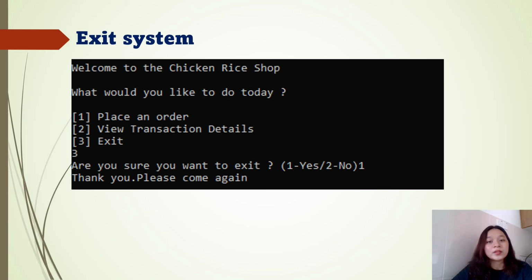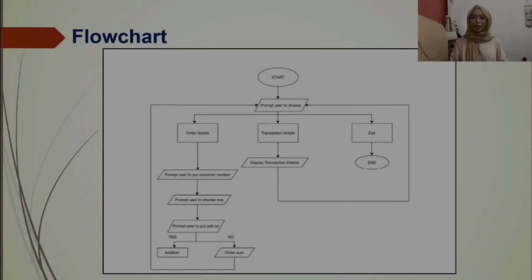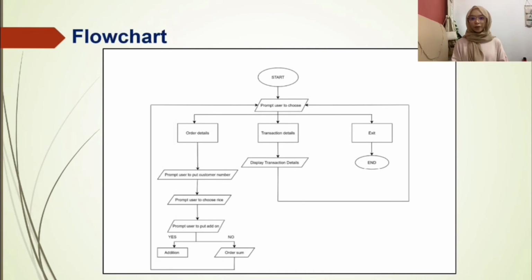When they want to exit, they can input 3. They will be asked if they are sure to exit. If they press 1, they will exit from the system. Next, Aunzirah will present the flowchart for our chicken rice stall project.